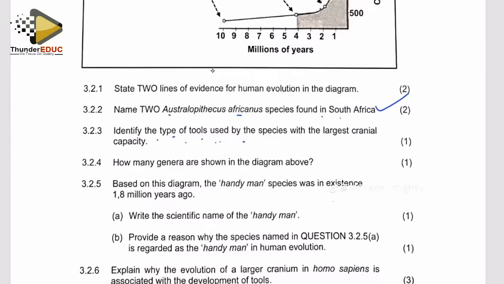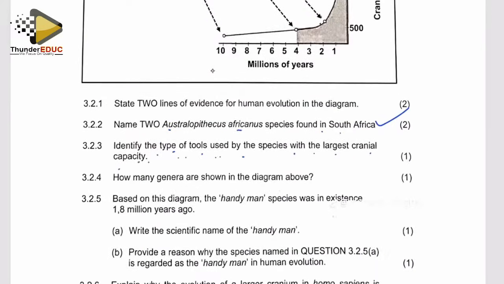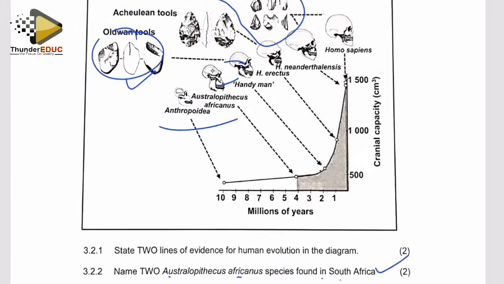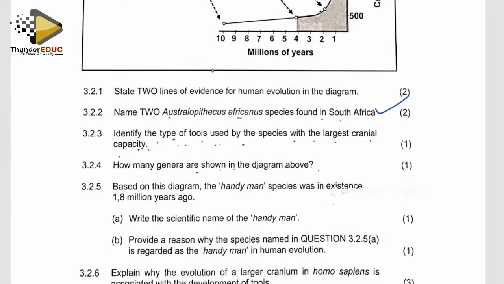Identify the type of tool used by the species with the largest cranial capacity. If you look at the tools they use with the largest cranial capacity, these are the tools they used. Then they're asking how many genera are shown in the diagram. We look at the first name, like the surname. So we see Homo is 1, still Homo, still Homo, 2, and then this is 3. So there are 3 genera shown in that diagram.